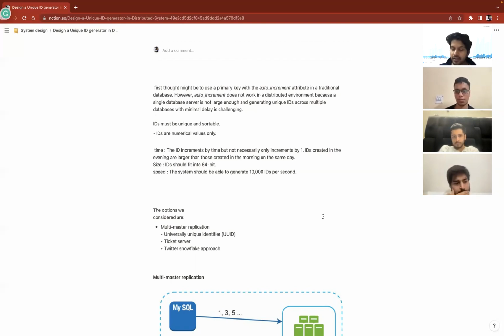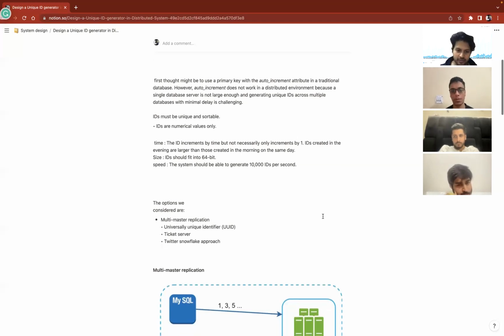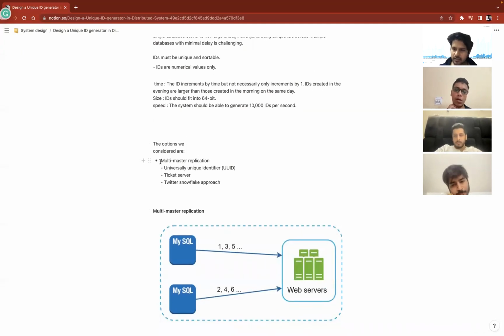So these are the constraints that we'll think about in our discussion: it has to be unique, it has to be sortable, it should preferably be a numeric key, it should increase by some amount, it should have some limit to its size, and the entire system should have some speed. Those are the four things that we discuss in the next set of discussion.